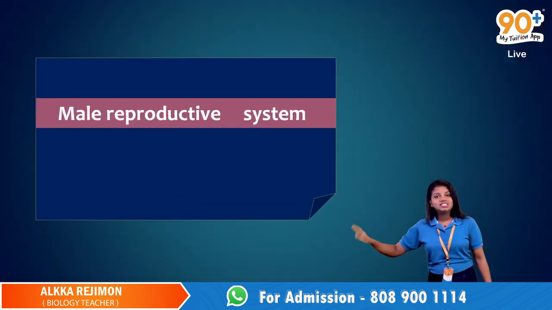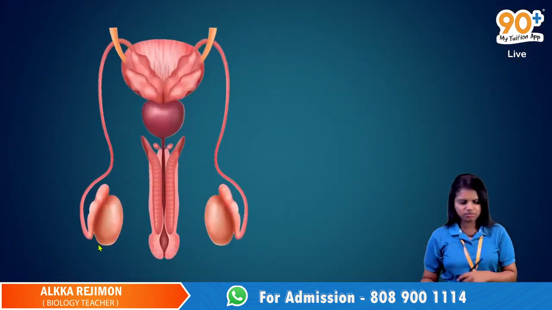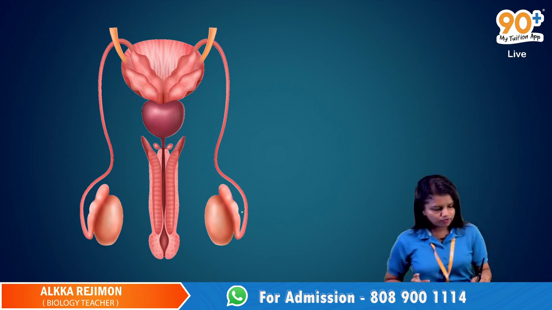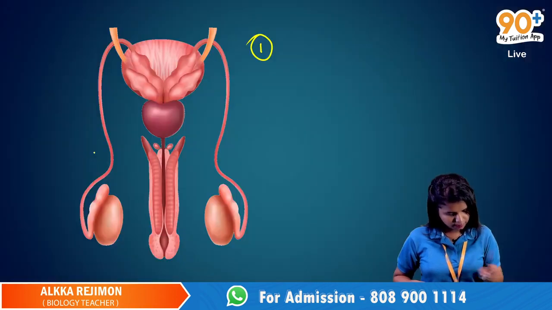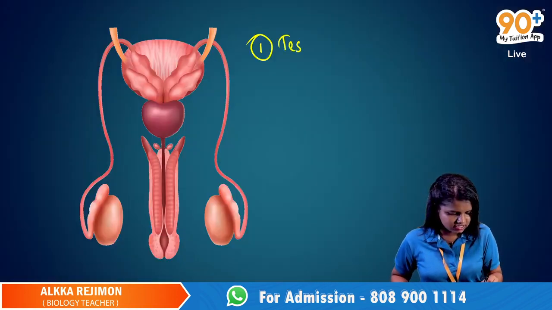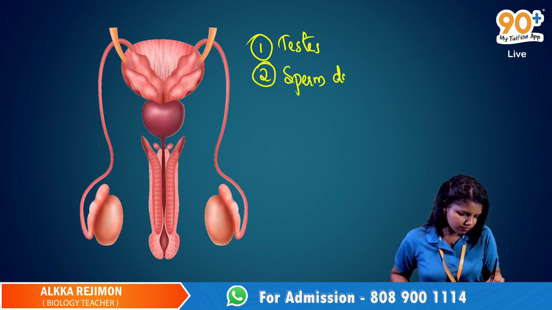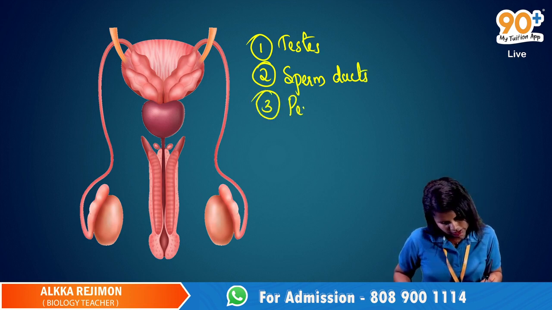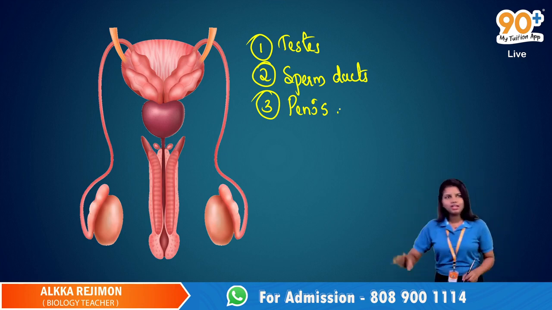Now let's discuss the male and female reproductive system. So the male reproductive system is basically something looking like this, right? So it is made up of a pair of testes, you can see a pair of testes, a pair of sperm ducts, and a penis. So these are the major three portions of a male reproductive system.